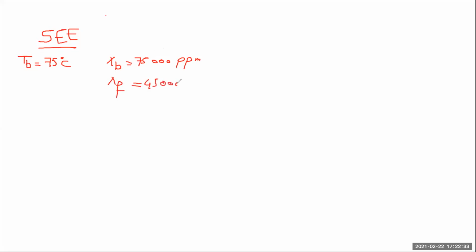So, to begin with, let's have a look at an example, which is handling the single effect evaporation system. The example is about a single effect system designed with the following information: the bulk stream temperature, the brine temperature, is 75 degrees Celsius. The brine salinity is 75,000 ppm, whereas the salinity of the feed is 45,000 ppm.